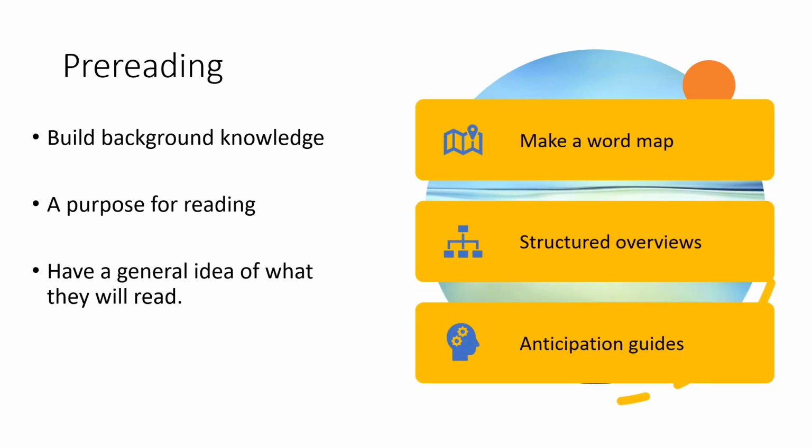To build background knowledge, you can make a word map with students. You might choose a word and have students think of other words related to the topic. You could use a structured overview, like a graphic displaying the main ideas in a text.